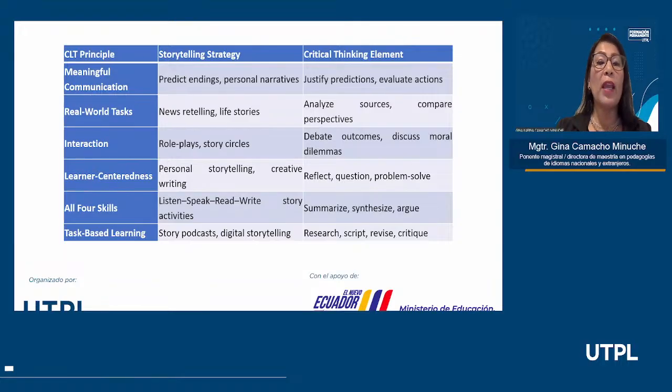Interaction through role play activities or story circles. Debates, outcomes, discuss moral dilemmas. Learner-centeredness, personal storytelling, creative writing. Students can reflect, question, and solve any problem presented in the story. They put into practice all 4 language skills. They are able to summarize, synthesize, and argue.